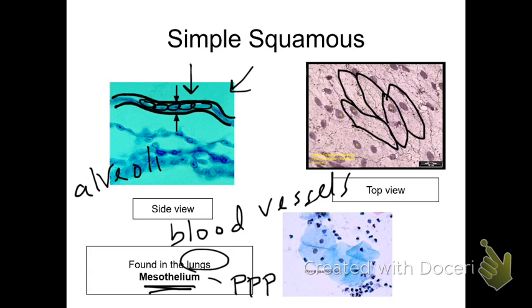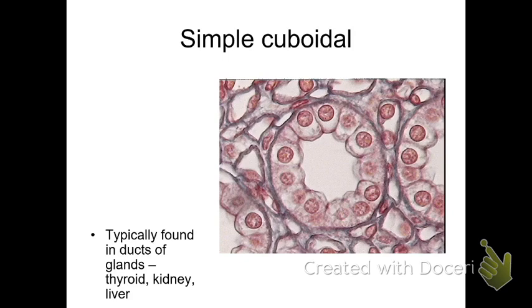So if you think about the visceral pleura or the parietal pleura, it is a layer of simple squamous epithelium that lines the surface of the lung, or the layer that lines the surface of the thoracic cavity. So that's number one, simple squamous. Number two, simple cuboidal.